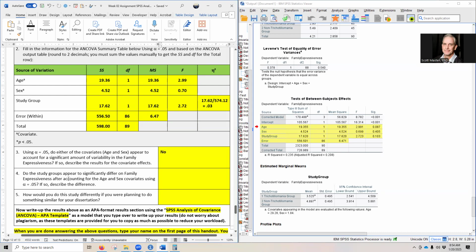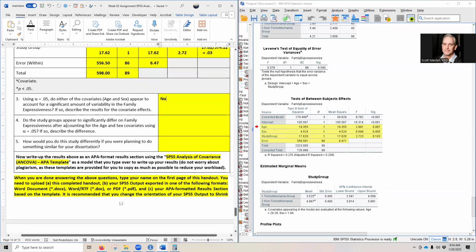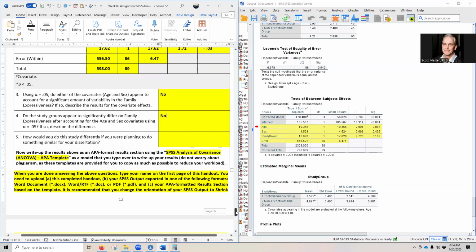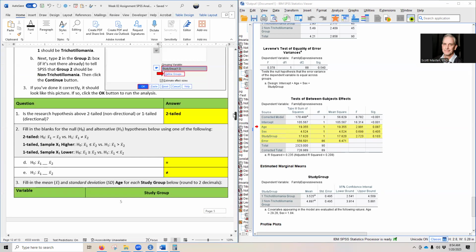Do the study groups appear to significantly differ on family expressiveness after accounting for age and sex covariates using alpha of 0.05? So study group, not significant either. So do the study groups appear to significantly differ? No. Now, this is kind of interesting though, and this is like real life data. So let me just review before we answer the last one.